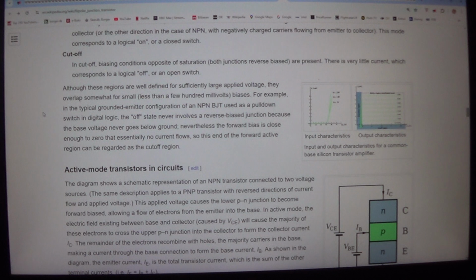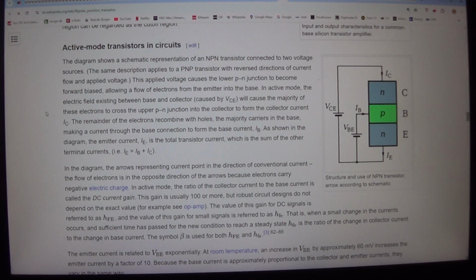Active-mode transistors in circuits. The diagram shows a schematic representation of an NPN transistor connected to two voltage sources. The same description applies to a PNP transistor with reversed directions of current flow and applied voltage. This applied voltage causes the lower PN junction to become forward biased, allowing a flow of electrons from the emitter into the base. In active mode, the electric field existing between base and collector, caused by VCE, will cause the majority of these electrons to cross the upper PN junction into the collector to form the collector current IC.